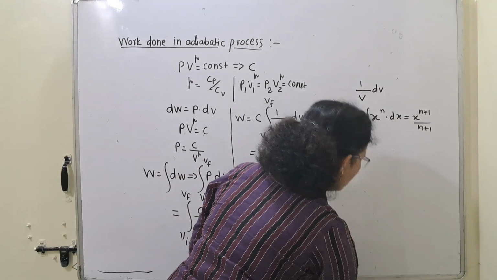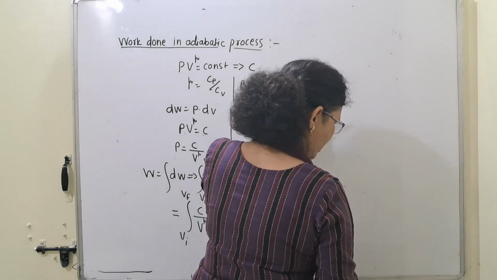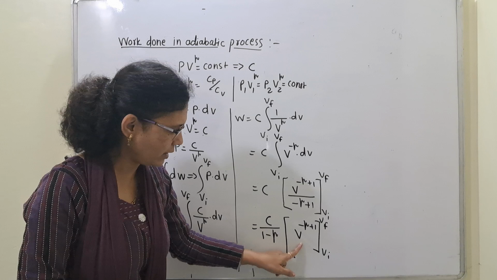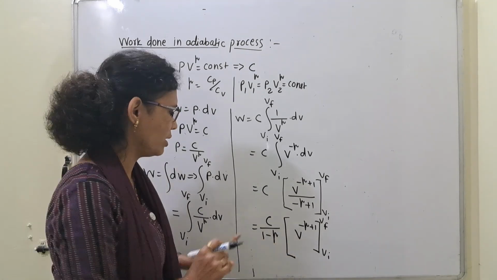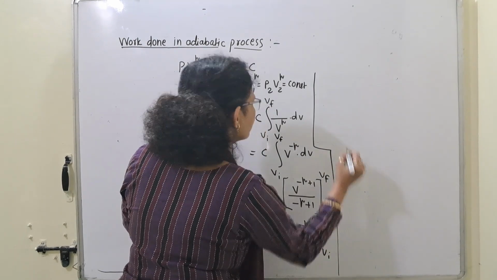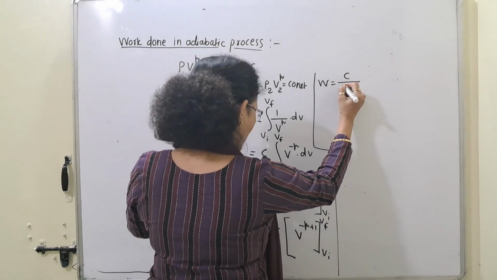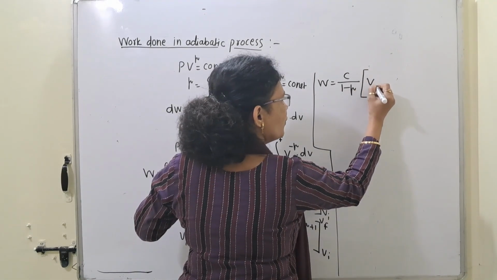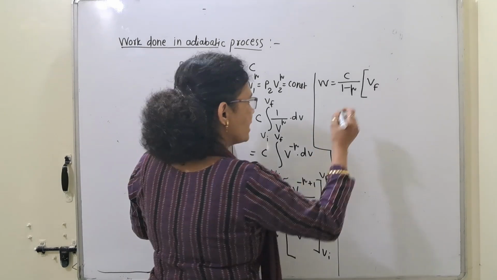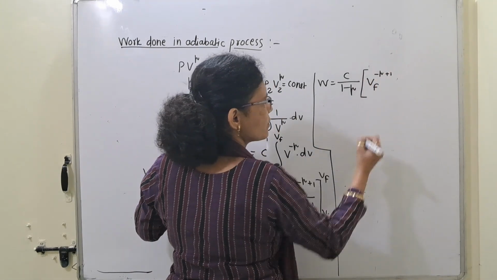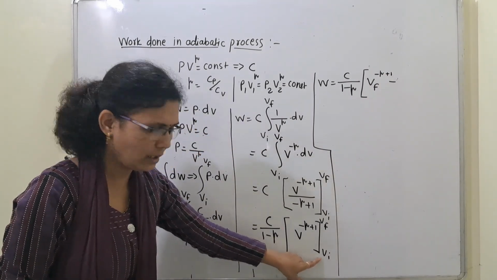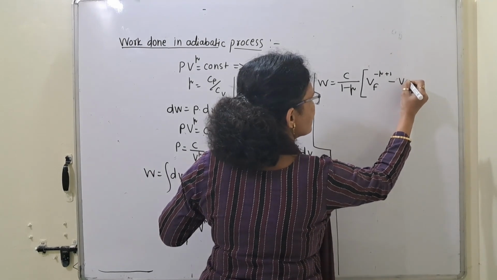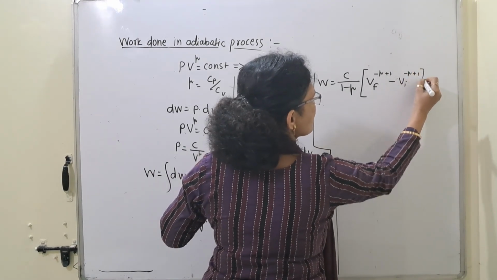Now we have to put the upper and lower limit here. In place of V, initially I will write Vf, and minus, in place of V, that will be V initial. So what will be term C? W is equal to C upon 1 minus gamma as it is, and in bracket it will be Vf, upper limit, raised to minus gamma plus 1, minus initial. In place of V you have to write V initial, therefore V initial raised to minus gamma plus 1.